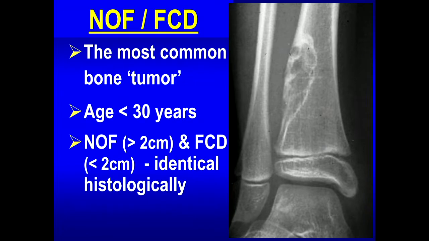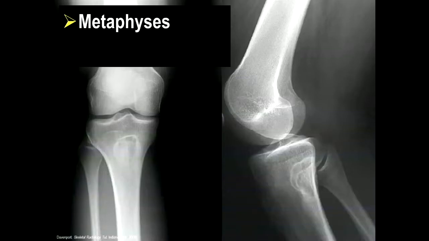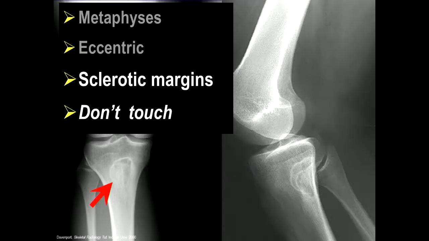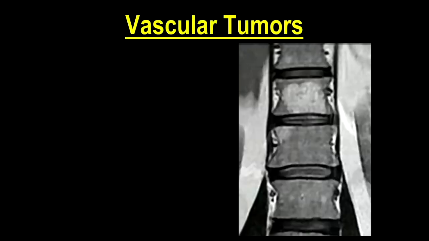Non-ossifying fibromas are diagnosed when the lesion is greater than 2 to 3 cm, fibrous cortical defects when less than 2 to 3 cm. They're identical histologically. They both have a preference for affecting the metaphyses in an eccentric location with sclerotic margins, and these are the quintessential don't touch lesion. They should not be biopsied.